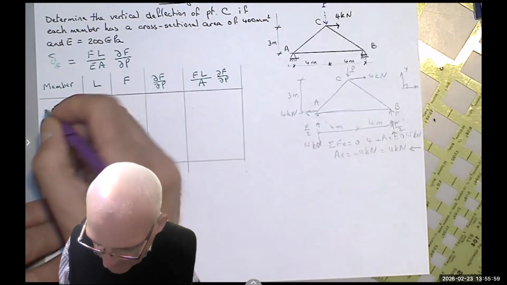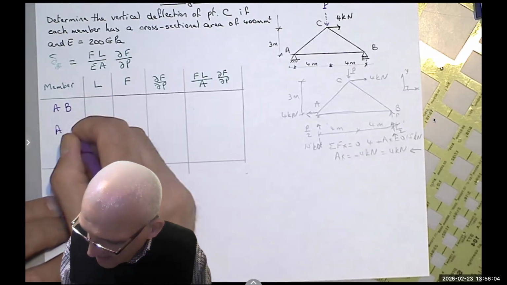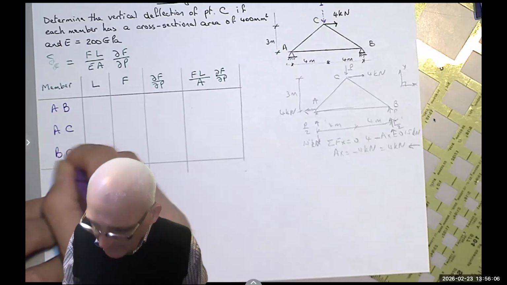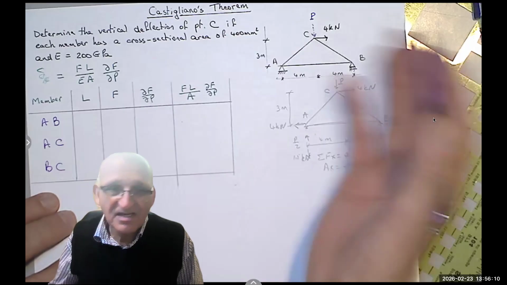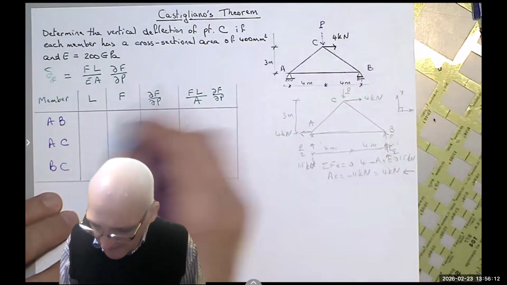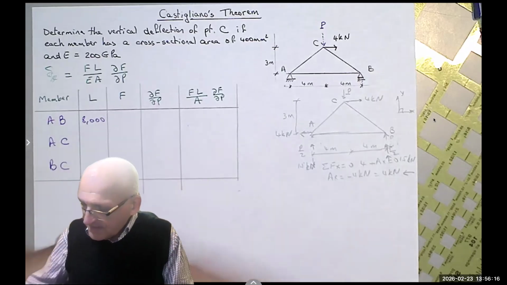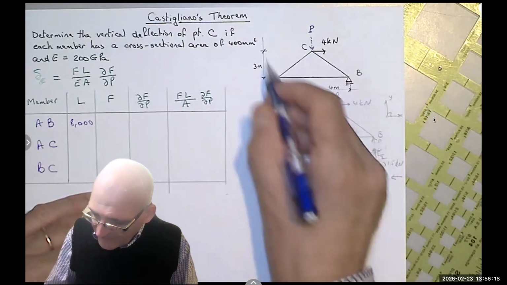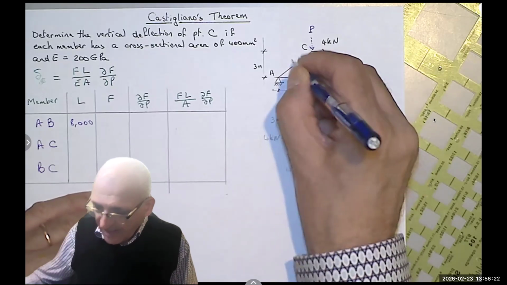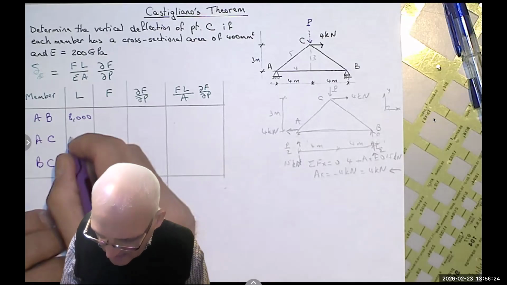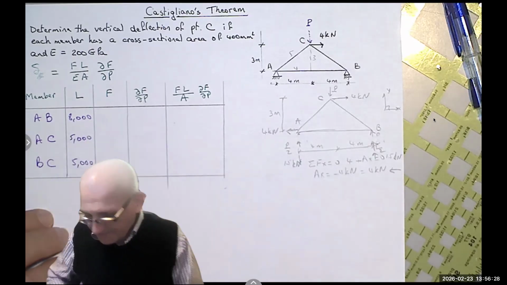So now we have 3 members. I have AB, I have AC, and I have BC. The length of AB is given to me as 8 meters, but since everything should be using millimeter, I'm going to write it as 8,000. Notice this is a 3, 4, 5 triangle. This is 3, 4, so that's a 5. Don't need to calculate. These are 5,000 millimeter, 5,000 millimeter.